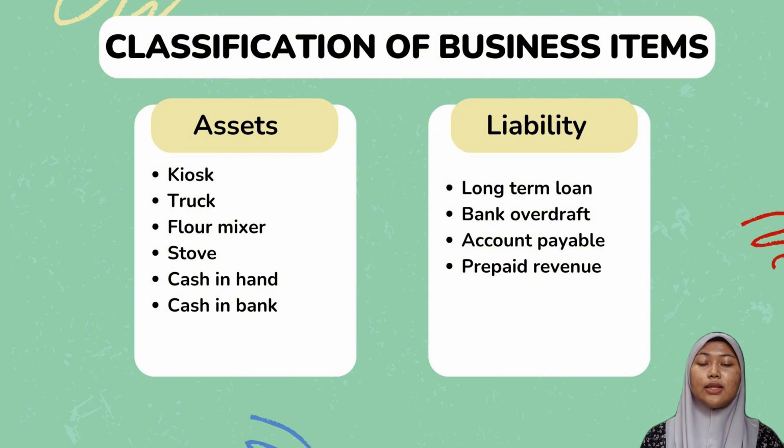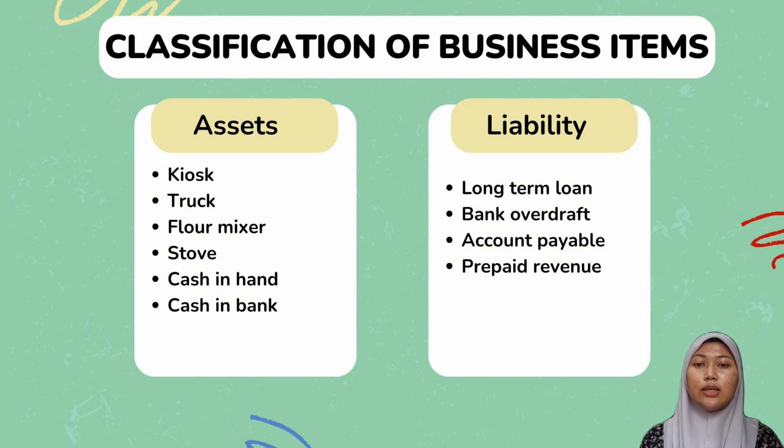Number 2 is liabilities. Liabilities can be defined as the obligations or debts owed by a business to external parties. Liabilities can be classified into 2 groups, which are current liabilities and non-current liabilities. Current liabilities are the amounts owed by the business owner and are to be paid within 1 year. For example, bank overdraft, accounts payable, and prepaid revenue.